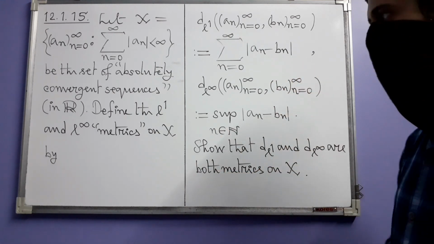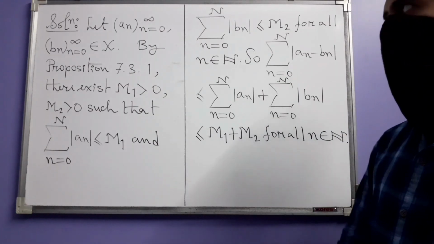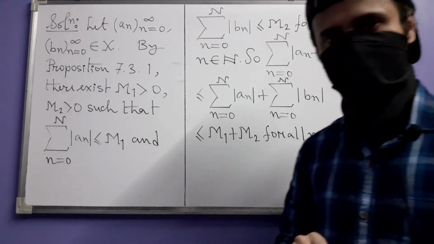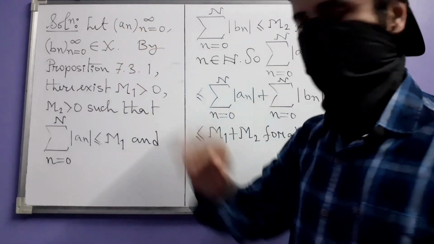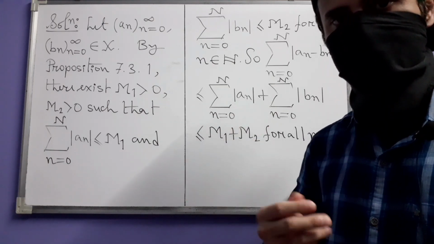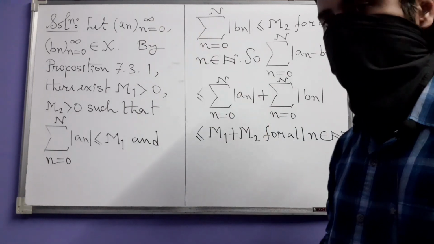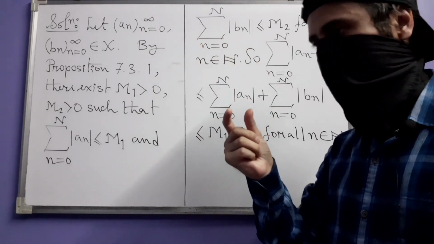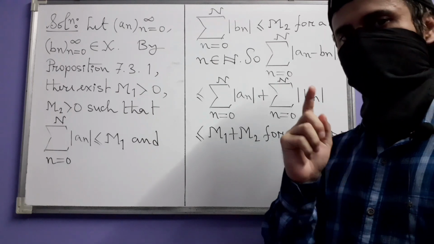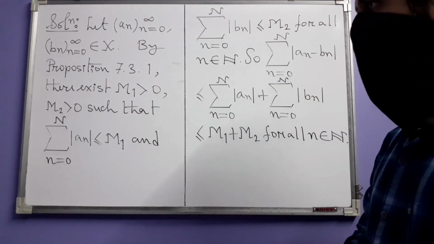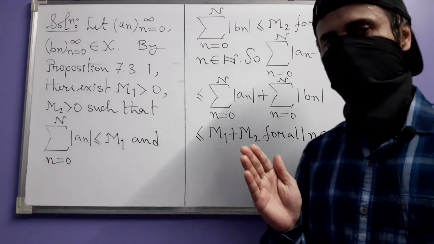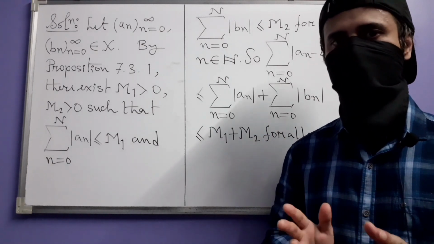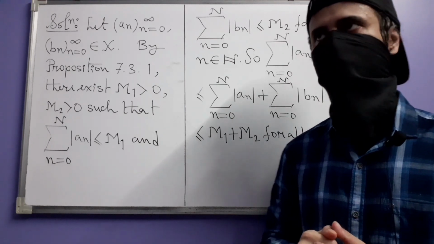So we start the solution by considering any two sequences in X. Sequences in X does not mean sequences of elements of X, but objects in X, which themselves are sequences of real numbers, an and bn. What does that mean? It means that the two series, summation mod an and summation mod bn, are both convergent. Note that these two series are series of non-negative real numbers, because mod an can never be negative for any real number an.